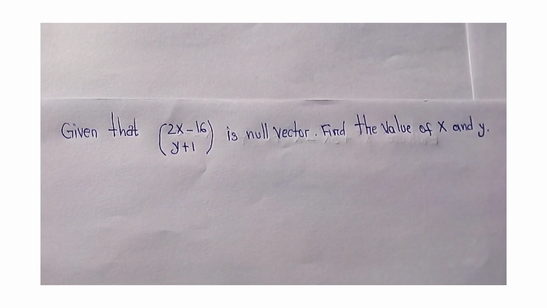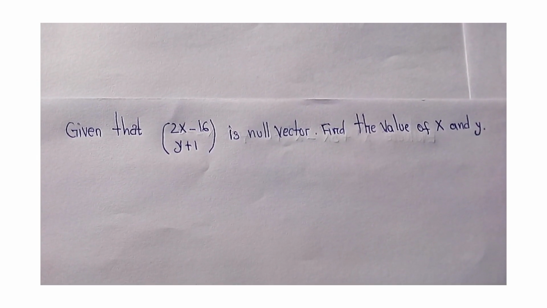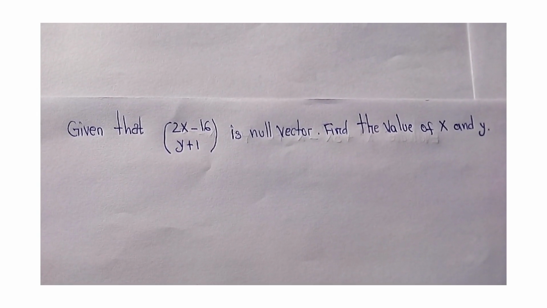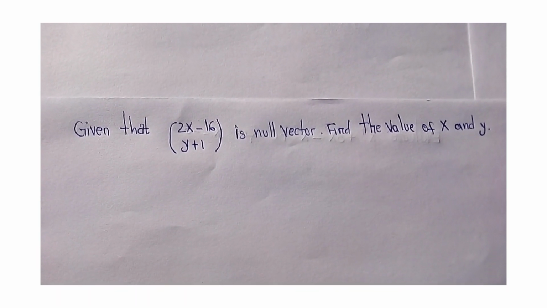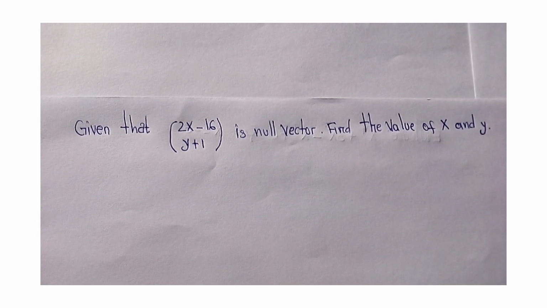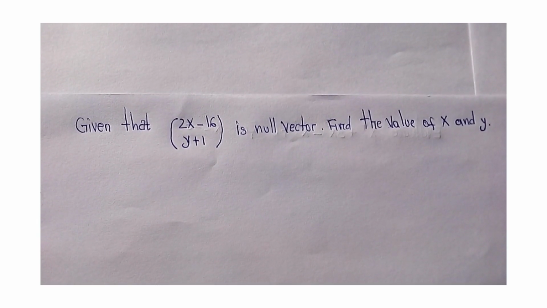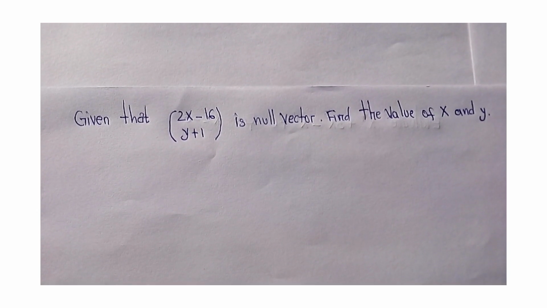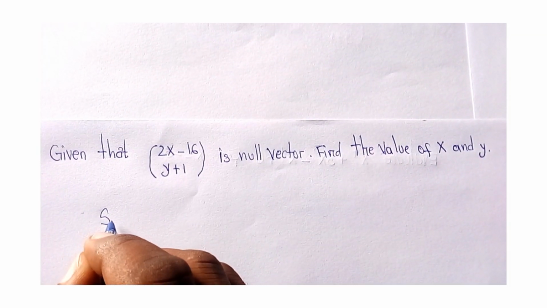Today we have a question which says: given that the vector (2x minus 16, y plus 1) is a null vector, find the value of x and y. Let us go through to see how to proceed by finding a null vector, then find x and y. Let us see how we can solve this problem. Here is the solution.